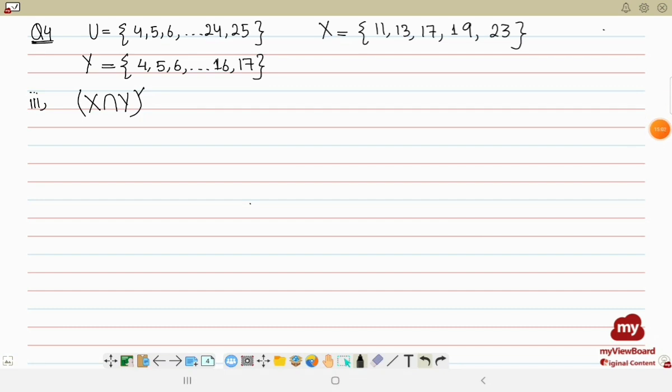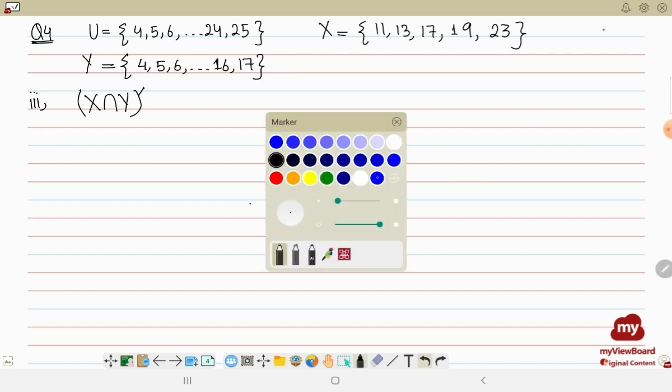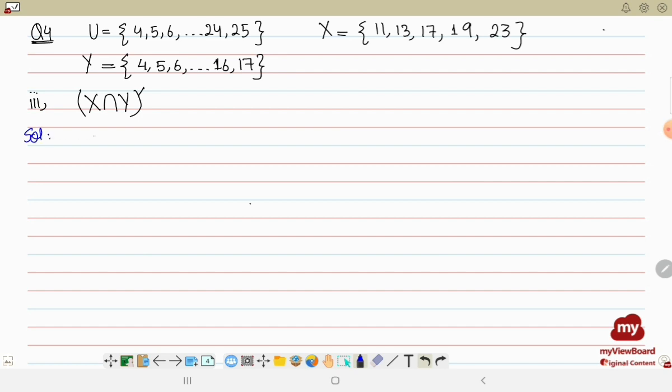Okay. Now we will be doing third part of question number 4. And third part is x intersection y whole complement. So we'll be solving. Solution is x intersection y whole complement means u minus of x intersection y, right? So हमने क्या करना है, जो ब्रैकेट के अंदर है, we have to take the difference of that with the universal set. And first of all we'll be finding x intersection y. So we'll be writing down the elements of set x first, and then intersection with y.